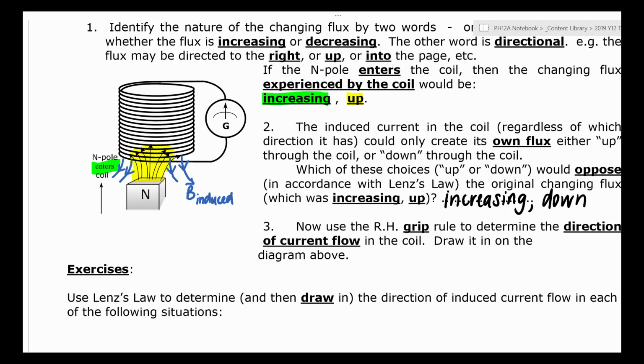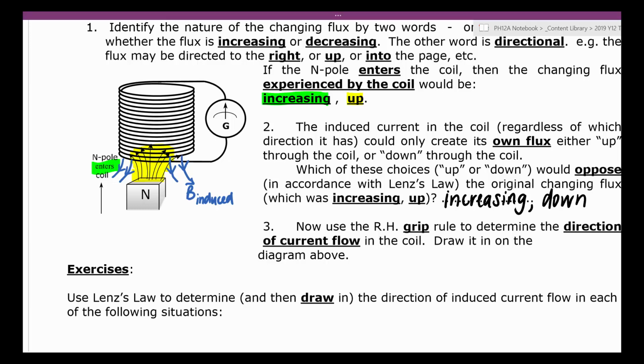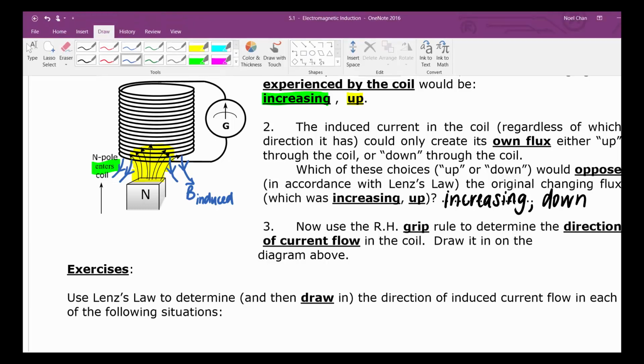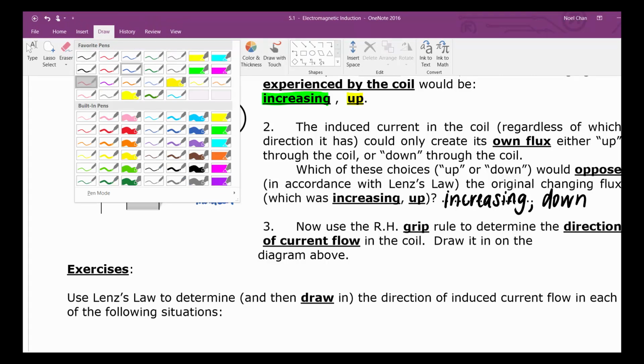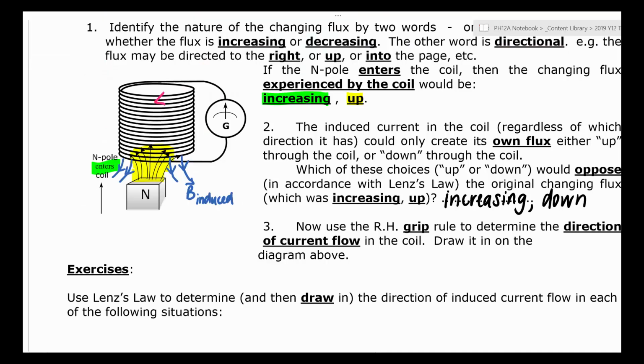If you use a right-hand grip rule, you should be able to figure out that the current, which I will do in pink, is actually flowing this way. Use your right-hand grip rule to convince yourself that inside the solenoid, if I need the field lines pointing down in the direction of those blue arrows, then the current must be flowing like so. And if you follow the wires around, they flow downwards through the galvanometer. And so this is I induced.